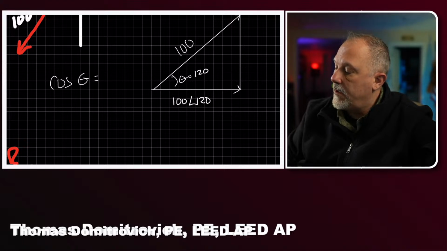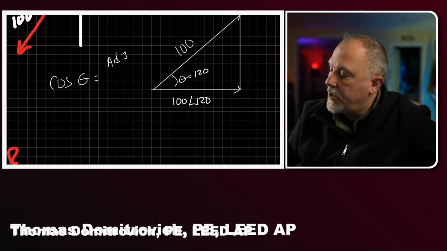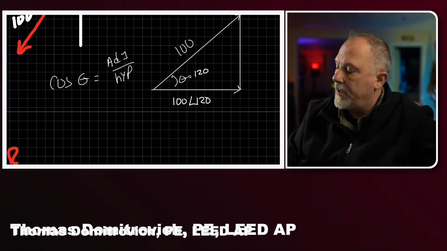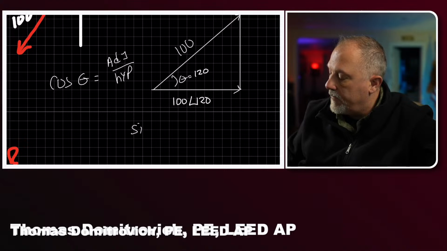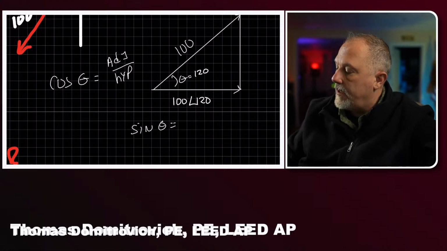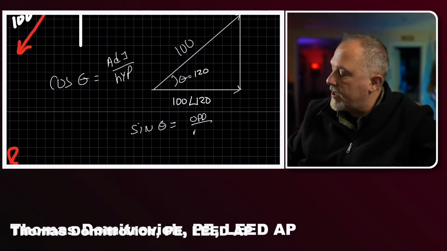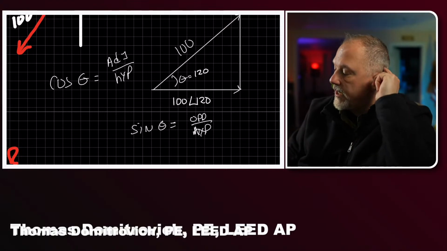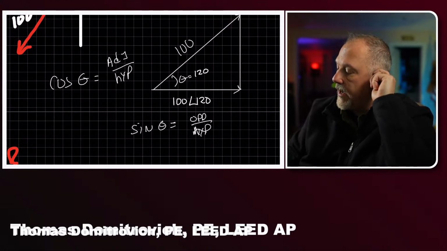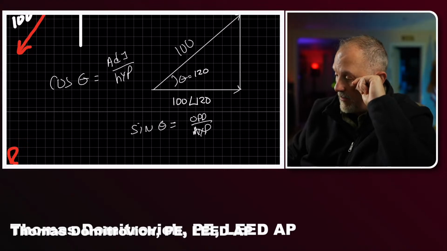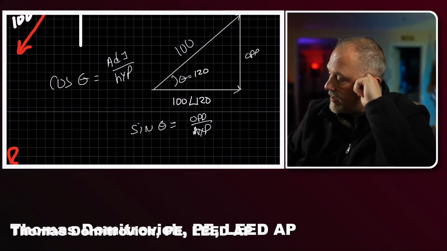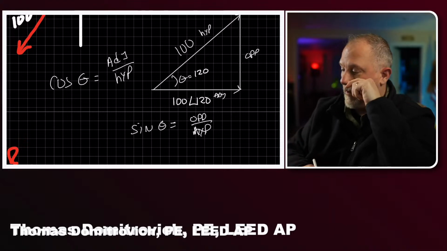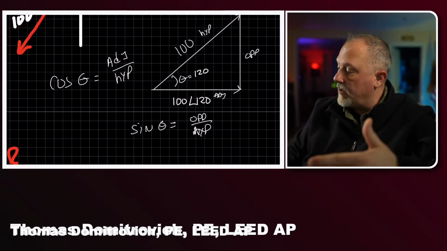Opposite, adjacent. Adjacent over hypotenuse. Sine theta is opposite. Make sure I got this right, guys. I always screw this up. So cosine of theta is adjacent over hypotenuse. Sine of theta is opposite. This would be the opposite. This is the adjacent. And this is the hypotenuse. Because it's opposite of where the angle is.